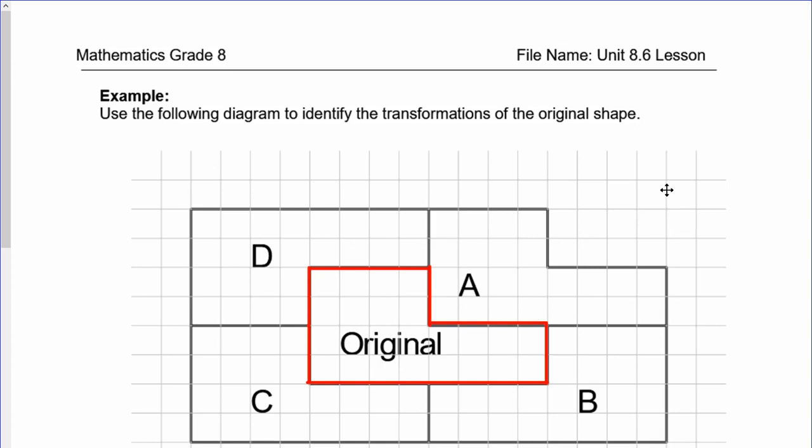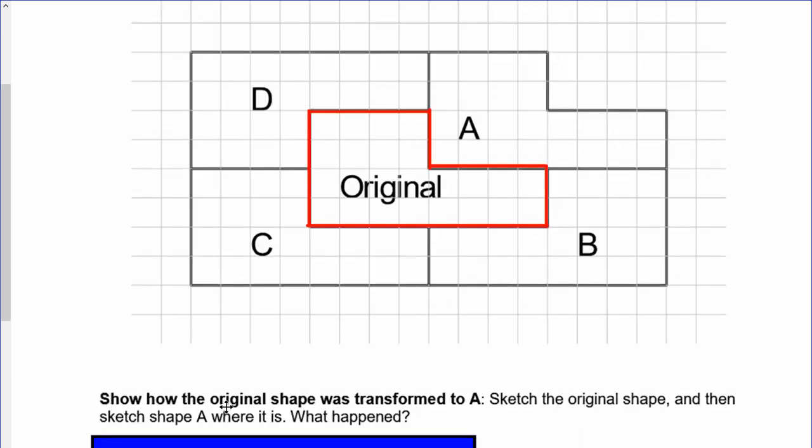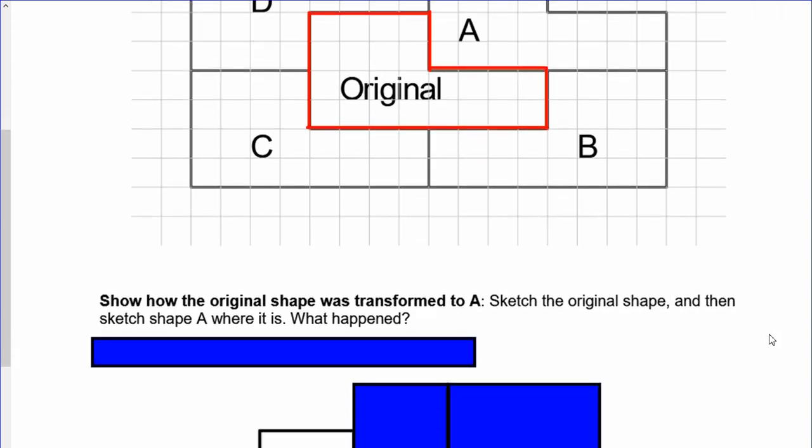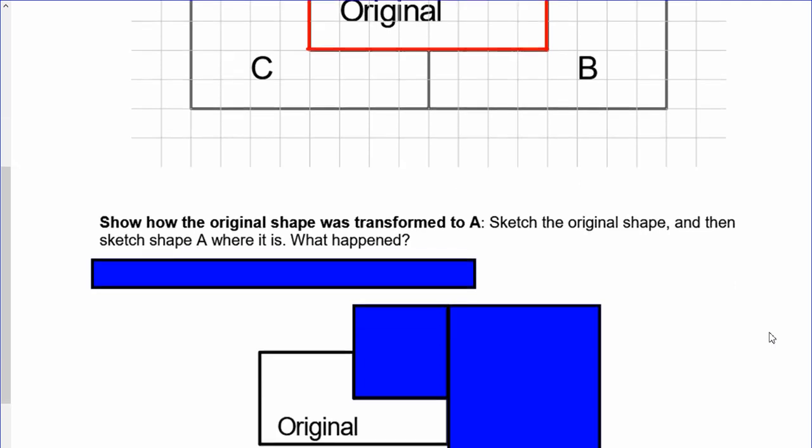Okay. Now, the first one I want to do is, if you look down here, it says, show how the original shape was transformed to shape A. So how did we get from here to there? And sketch the original shape. I'm going to lead you through this one, and then I'm going to get you to try to do some of them on your own. Okay, so what I've done is I have sketched the original shape here, but you can see that right here.